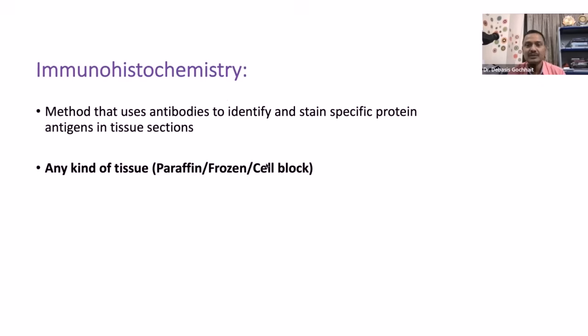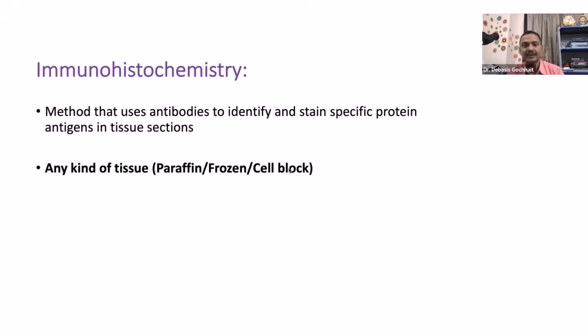And cell blocks. Now, what are cell blocks? Cell blocks are tissue that are collected during FNAC. Whenever we do a FNAC or fine needle aspiration cytology, we collect some material and process it as a small biopsy. And that tissue is called a cell block.